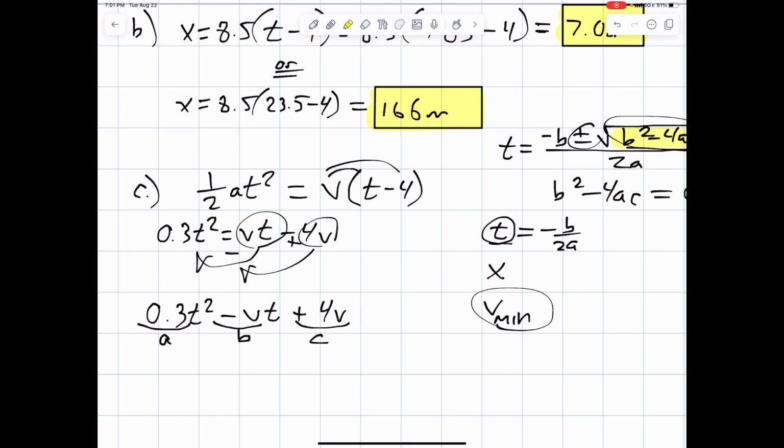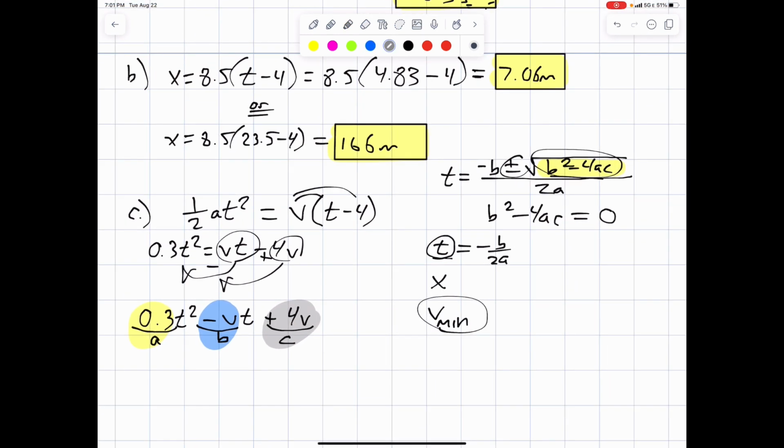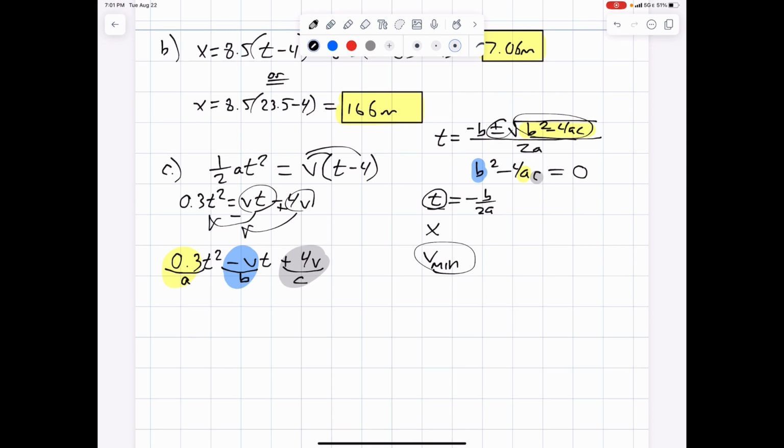So let me color code them so you can see them better. So a is the yellow term, b is the blue term, negative b, and c is the gray term over here. And we're going to plug those in. That's ultimately what we're doing. We're filling out b squared minus 4ac equals 0, and we're going to essentially find one value for velocity if we do this.